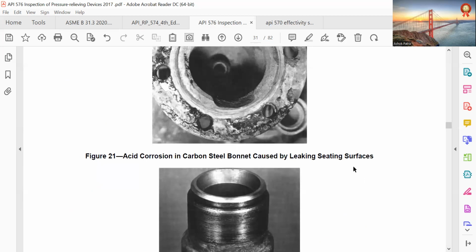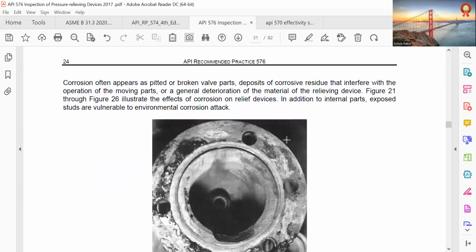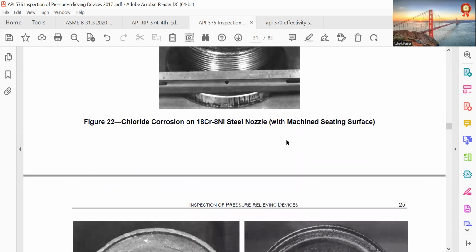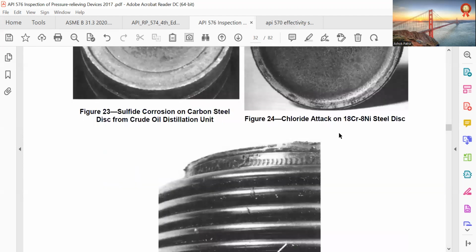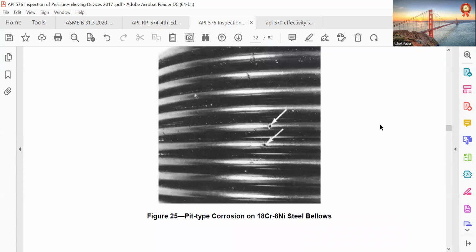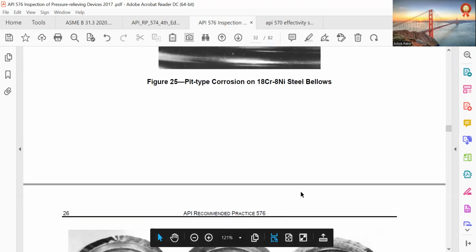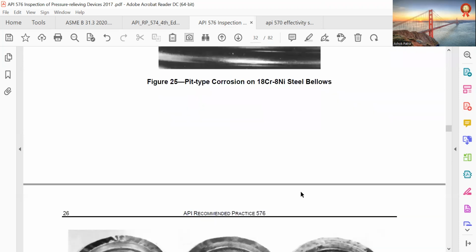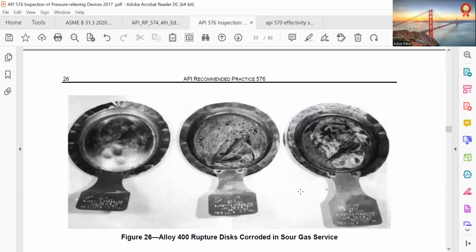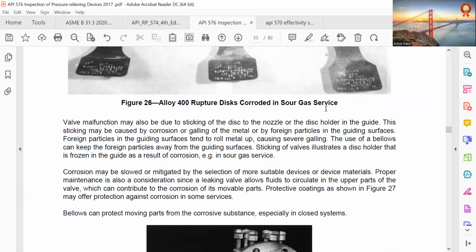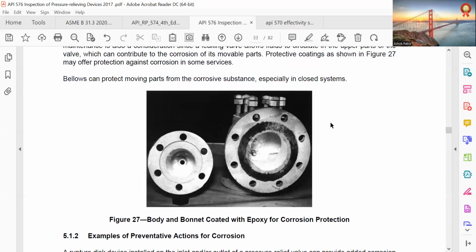Acid corrosion of a carbon steel bonnet caused by a leaking seating surface. Chloride corrosion of an 18Cr-8Ni steel nozzle with machined seating surface. Sulfide corrosion of carbon steel risers from a crude oil distillation unit. Chloride attack on an 18Cr-8Ni steel disc. Expansion bellows stress corrosion on 18Cr-8Ni steel bellows. Alloy 400 rupture disc corroded in sour gas service. Body and bonnet coated with epoxy for corrosion protection.